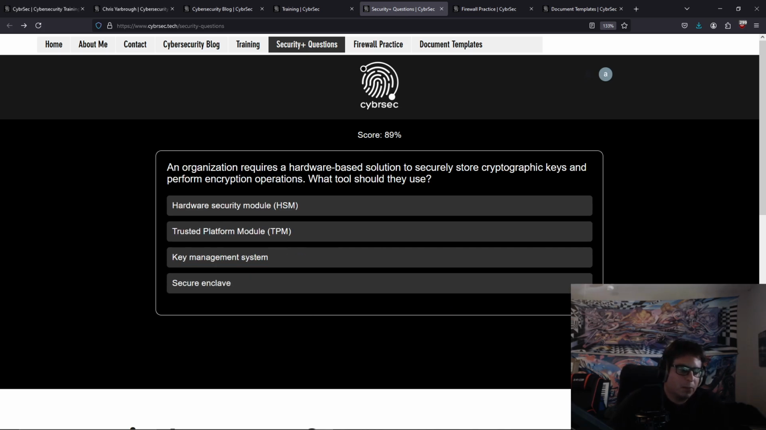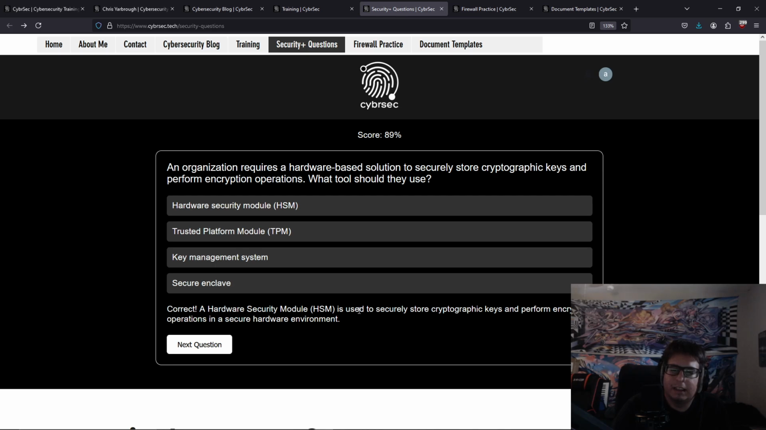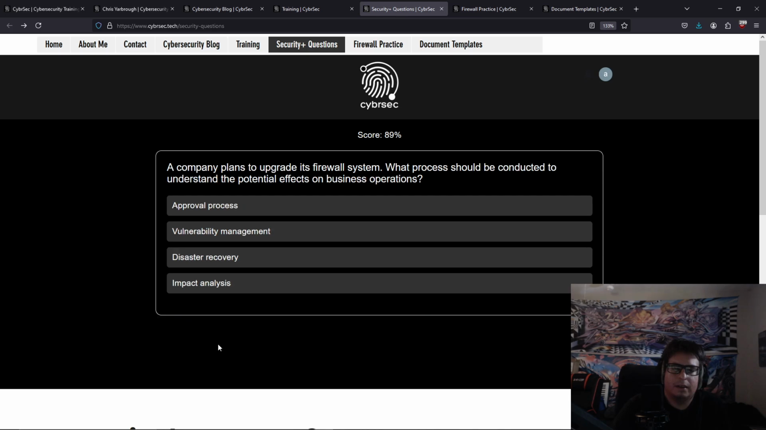An organization requires a hardware-based solution to securely store cryptographic keys and perform encryption methods. It's going to be a hardware security module or a trusted platform, but I like this one. Correct. Is used to store keys and perform operations.